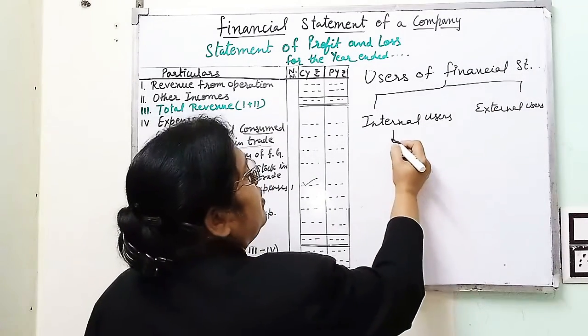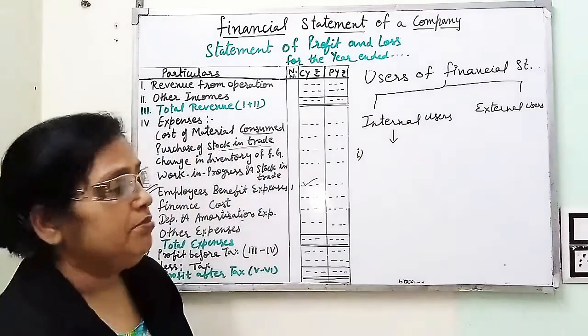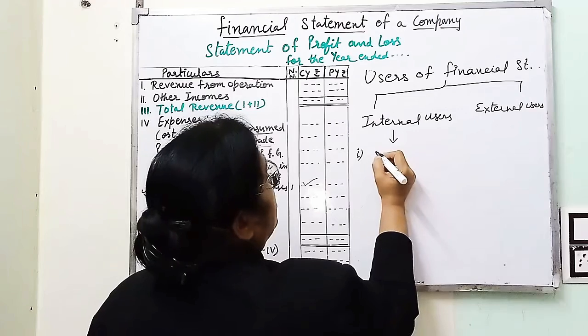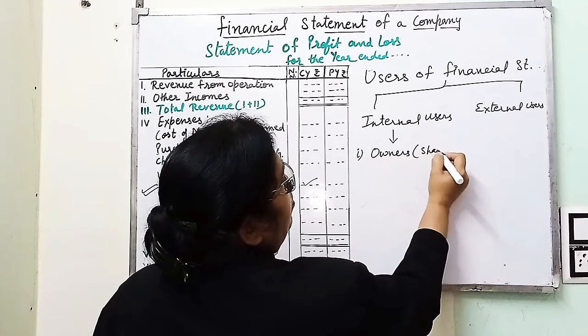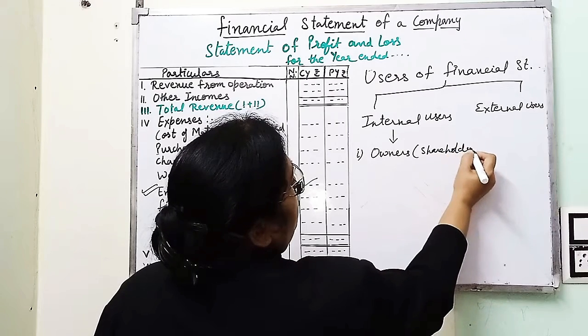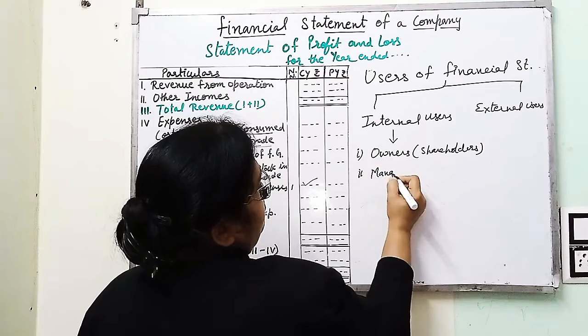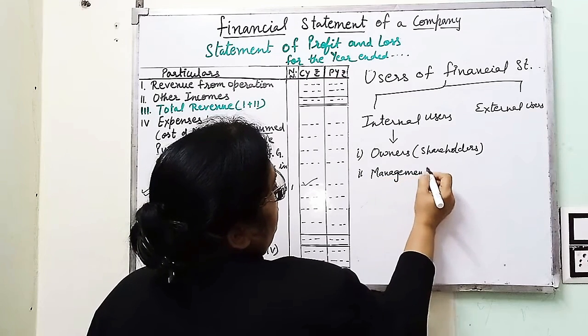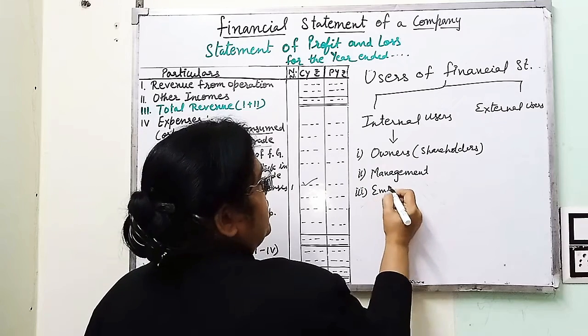So in case of internal users, we have three types. First is owners. Owners means shareholders. Second is management. And third is employees.